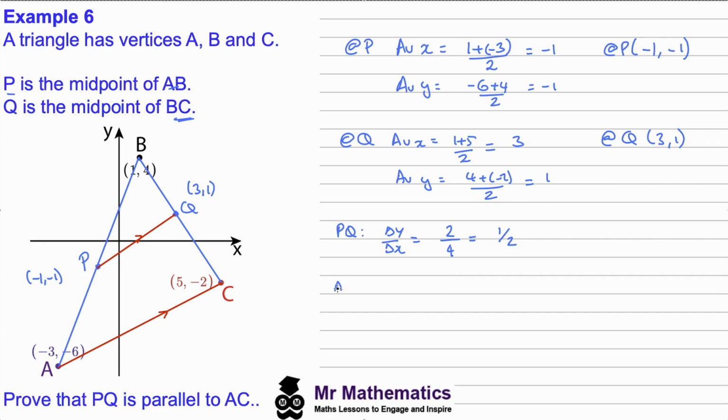And then for the gradient A to C, the change in Y will be from negative 6 to negative 2. So the change in Y will be positive 4. And the change in X will be from negative 3 to positive 5. This will give us a change of 8. And this simplifies to make a half. So you can see the gradient P to Q is the same as the gradient A to C, which means they must be parallel. Okay?